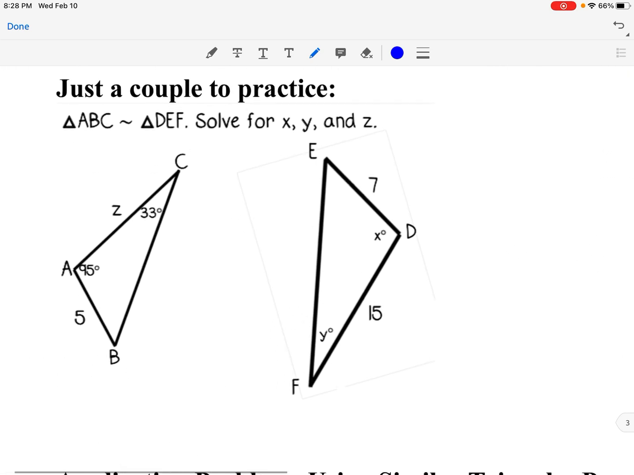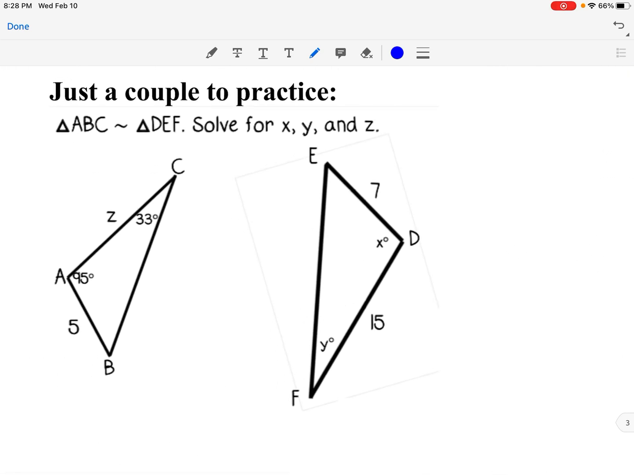All right. So a couple to practice. So we have some triangles here that are similar. They tell us at the beginning they are similar. And we have to find x, y, and z in this case. So we have x and y, which are both angles, and then we have z over here, which is a side. So let's look at sides first.